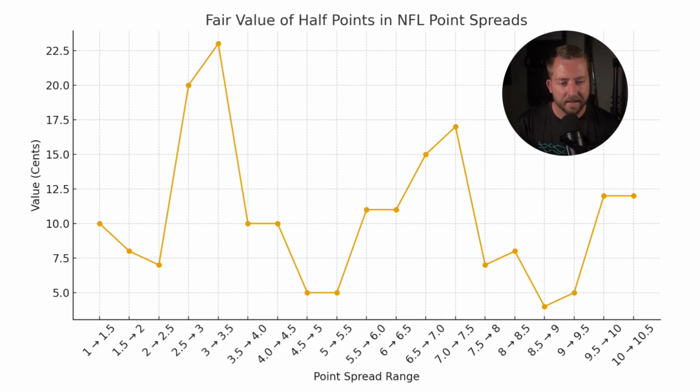So if we look past here as well, we see another little low point, which is this 8.5 to 9.5 range, which is kind of irrelevant when it comes to football spreads. And we see the spike back up near this 9.5 to 10 and 10 to 10.5, which is about 12 cents of fair value. So key numbers, kind of obvious, but now we can give them a true value, right?